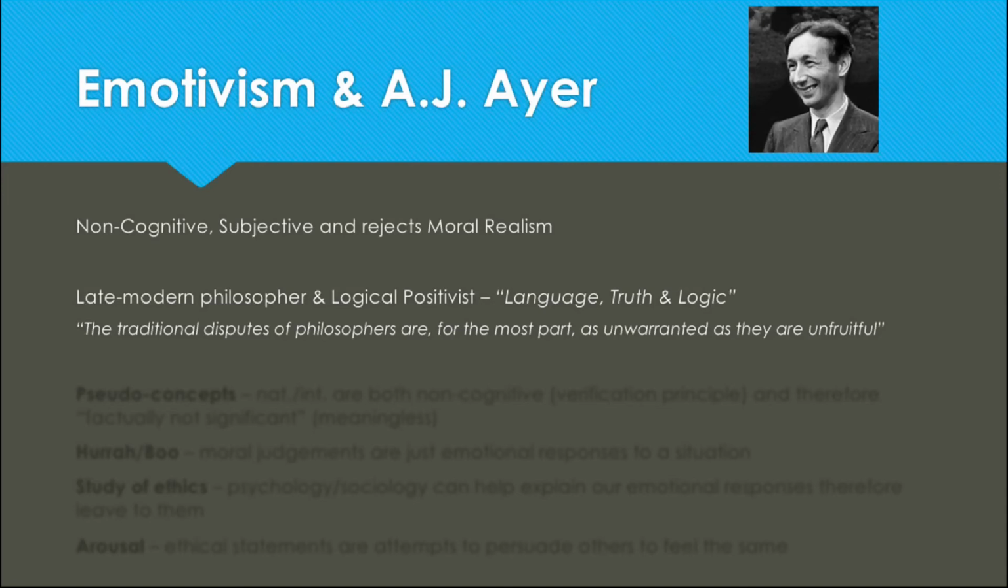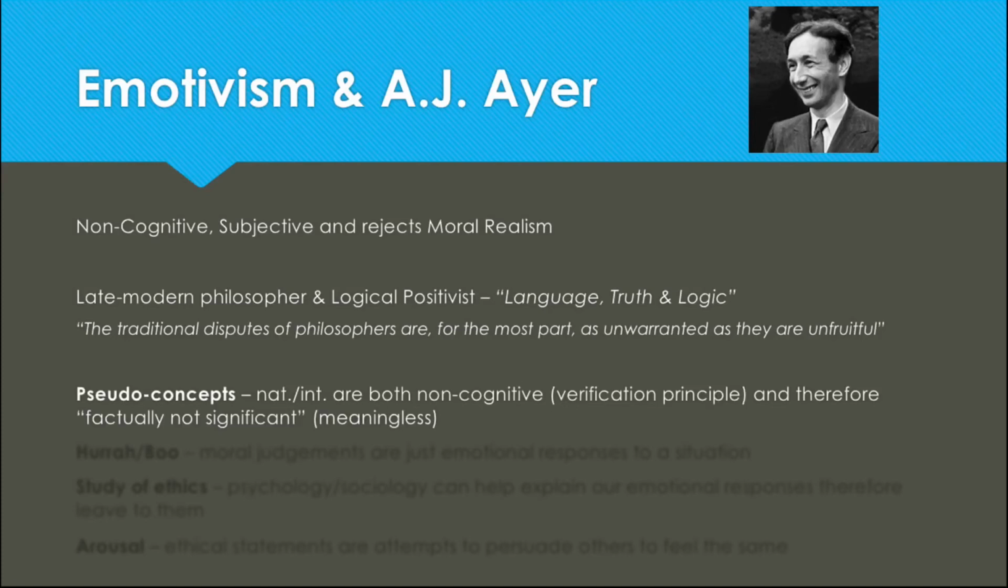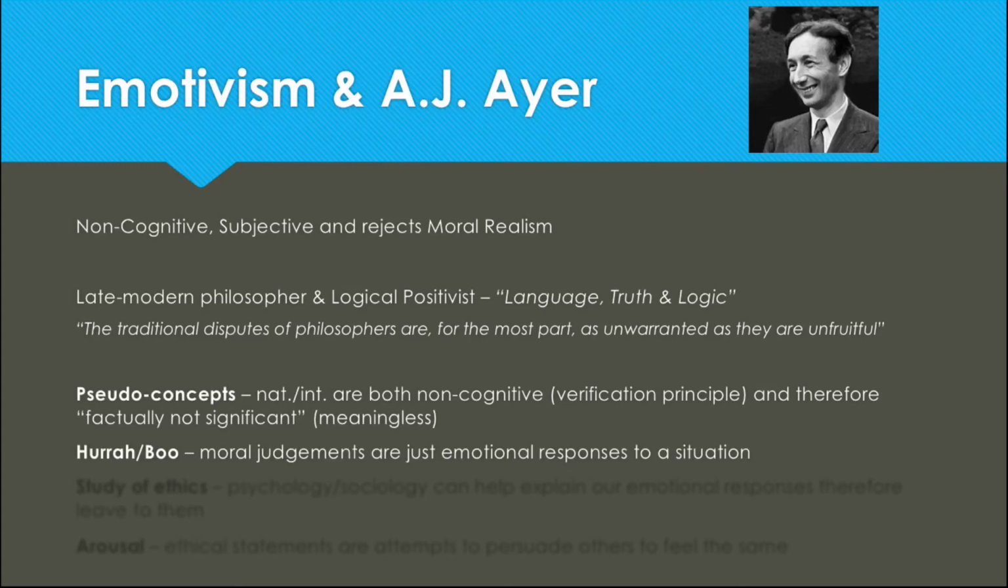He refers to naturalism and intuitionism as pseudo-concepts because they are both non-cognitive, and using the verification principle they are therefore factually not significant, which is his definition of meaningless. He refers to it as the hurrah/boo theory, because the term emotivism hasn't come about yet, but it's basically just that moral judgments are emotional responses to a situation. So for example, murder, boo.